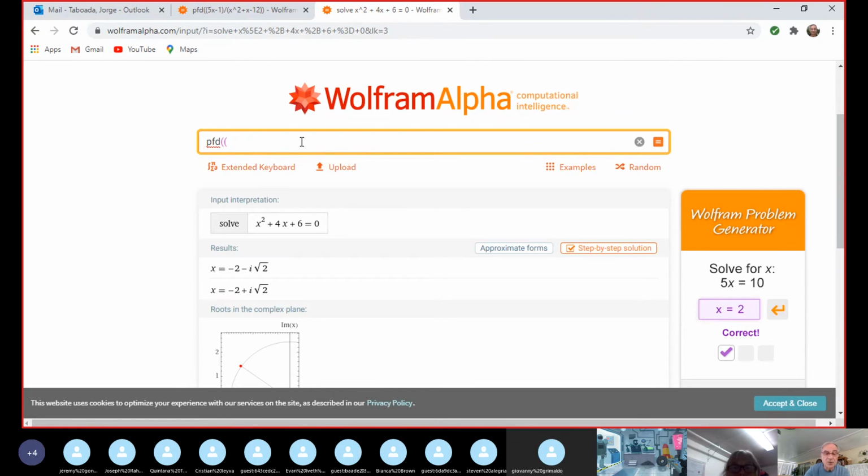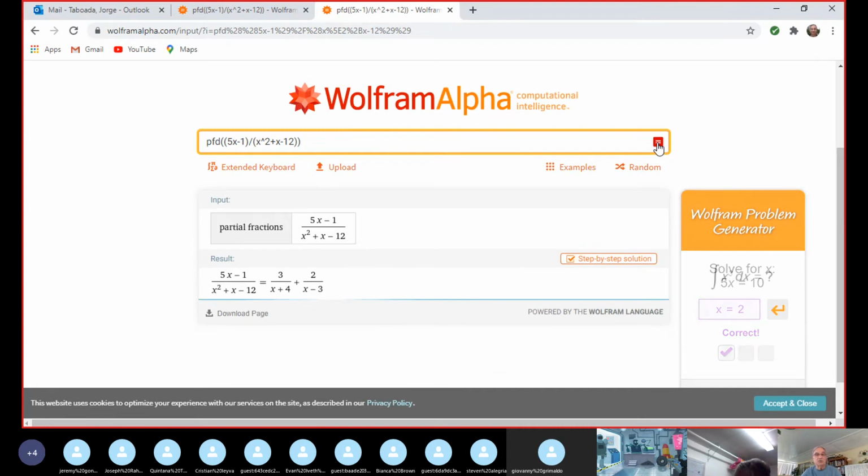I put one new parenthesis, enclose everything in the top. Finish the top, division, another parenthesis, enclose everything in the bottom. It's x to the power, always like a calculator, we use this symbol for the power, squared, plus x, minus 12, and close the parenthesis to indicate the end of the denominator part, and a last parenthesis to enclose everything inside the function. You press the red button, wait a second.